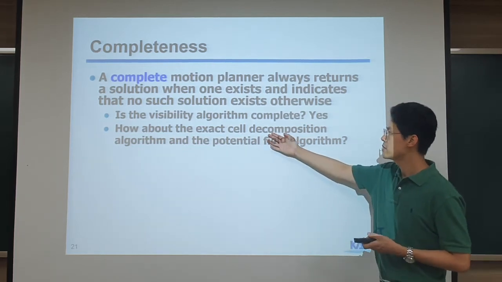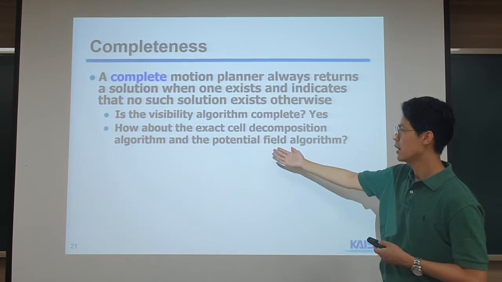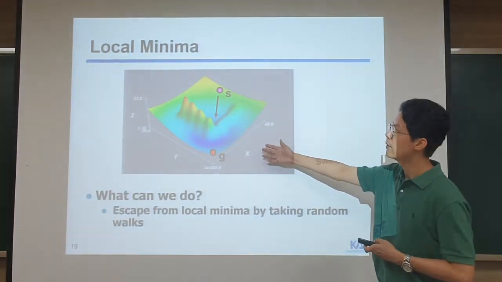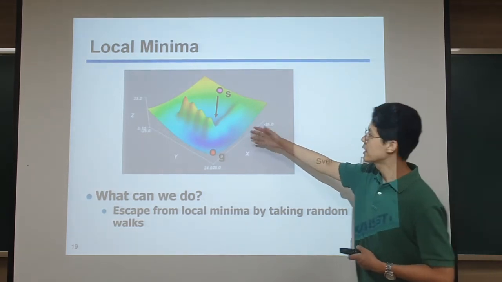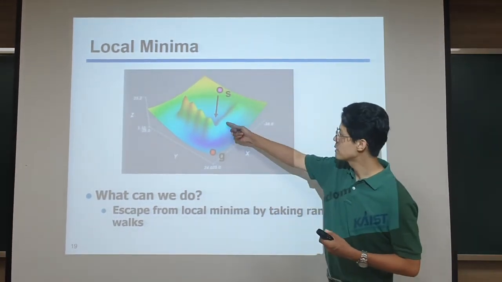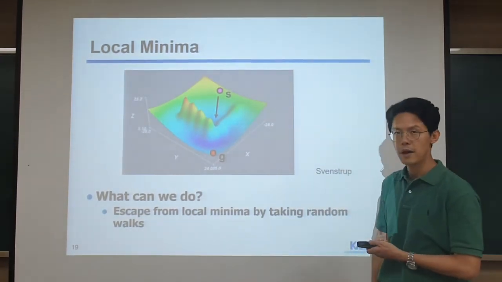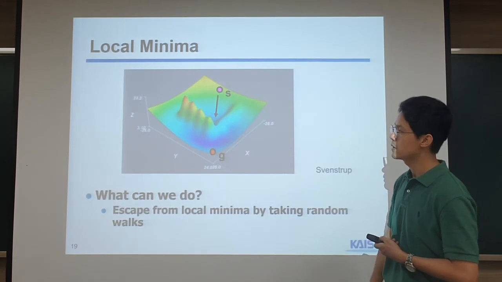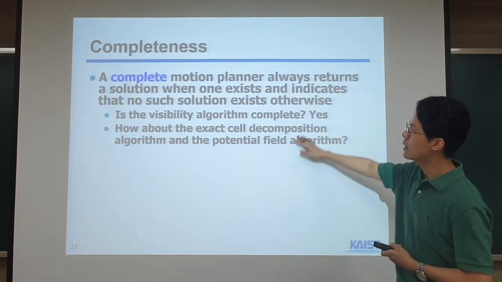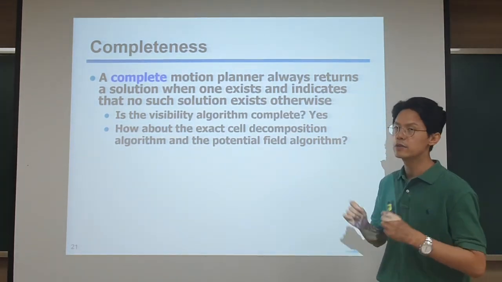Exact cell decomposition can also be a complete motion planner, but for the case of potential field, if we're just using a very simple approach, even though there's a solution that we can find from here to there, we might get stuck in the local minima, and then we might not be able to find the path, right? That's why the potential field is not a complete motion planner. But anyway, completeness is one of the very useful properties.